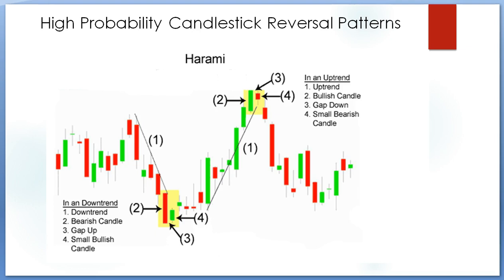So here we go. Here's a Harami. It's usually in a downtrend, followed by a bullish reversal candle, but it's inside the body of the candle. This is a reversal pattern, and we see a new candle that appears just above it. That's where we would enter long. And we can see the new uptrend continued after that.